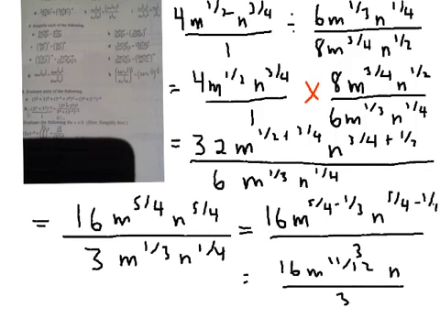Now as I'm dividing, I'm going to subtract my powers. So 5/4 minus a third is here, which leads me to 11/12. And 5/4 minus a quarter is here, which leads me to 1. So your final answer should be, let's see if I can highlight this.